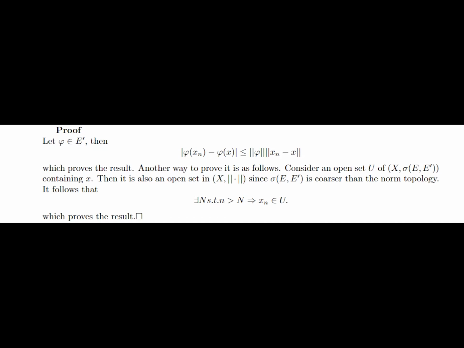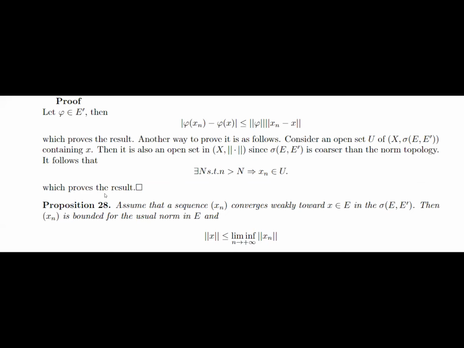And so next time we will start with the proof of the proposition 28. We just proved that if xn converges strongly to x, it converges weakly. And somebody asked about the other way around. If xn converges weakly, then we don't usually have that xn converges for the usual norm, but it is bounded. And furthermore, you have this estimate that the norm of x is less than the limit inf. So this is a nice result to prove. We're going to do that next time.